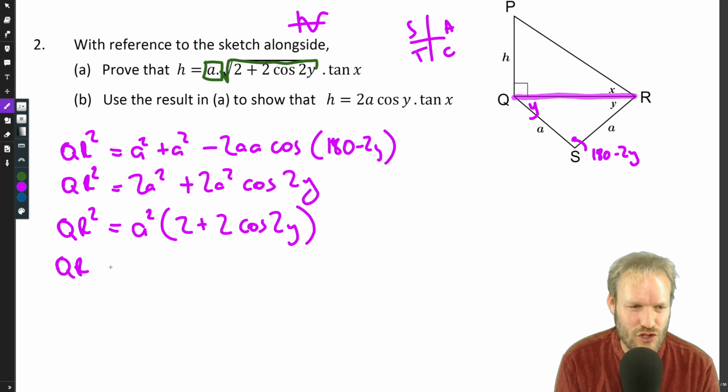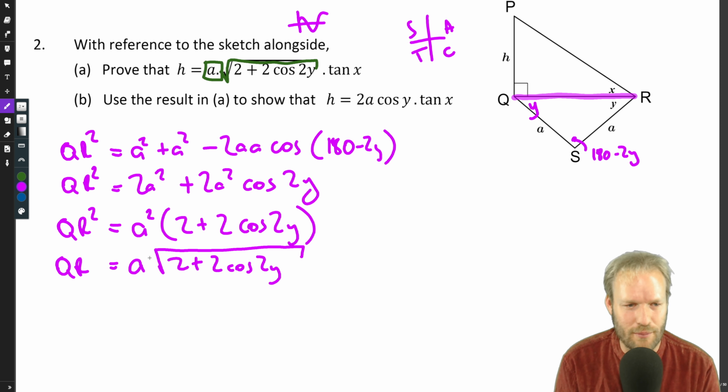And therefore, if we square root both sides of this equation, then we'll be left with a square root 2 plus 2 cos 2y. We're multiplying, so we can just take the square root of each of these. Okay, so it feels like we're almost there. We just need to get ourselves a tan x.